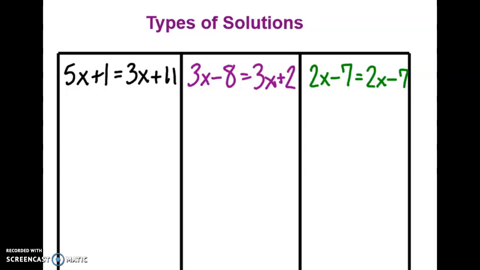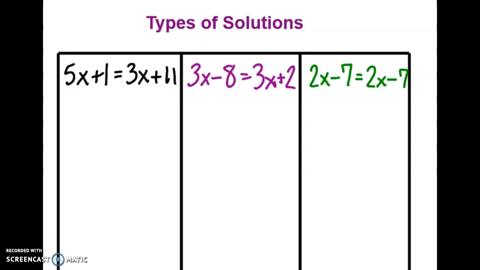Okay guys, so we're going to introduce the idea of types of solutions, meaning that when we're solving equations, we are not always going to get the same kind of solution as our answer. So we have three equations here. They all have variables on both sides, and we're going to see what happens when we try to solve them and talk about what kind of solution we're getting.